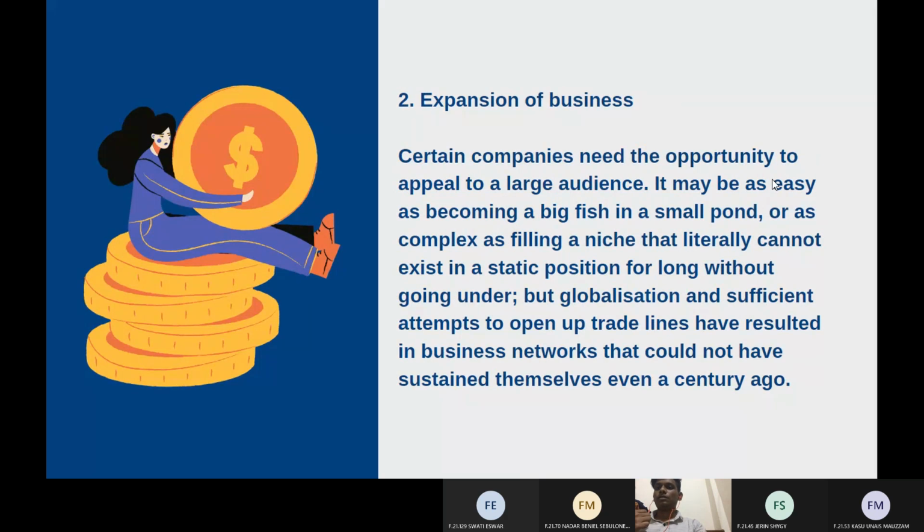Expansion of business. Globalization has resulted in greater interconnectedness among markets around the world, with increased communication and awareness of business opportunities in far corners of the globe.